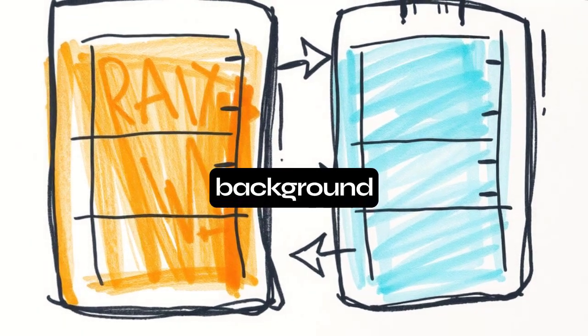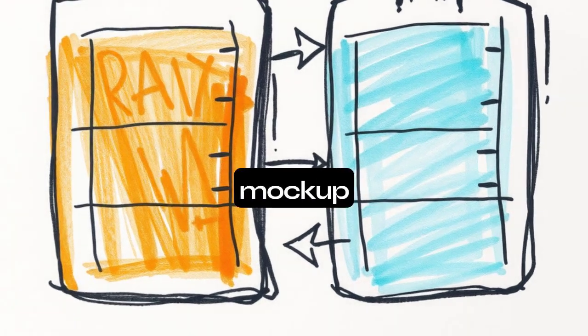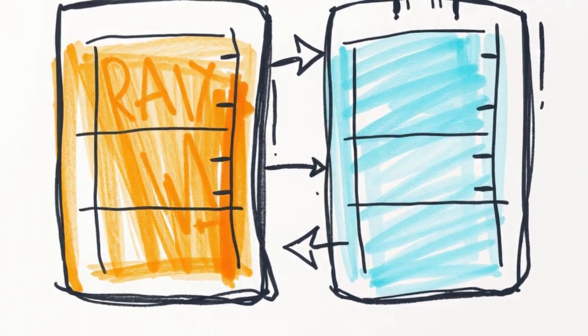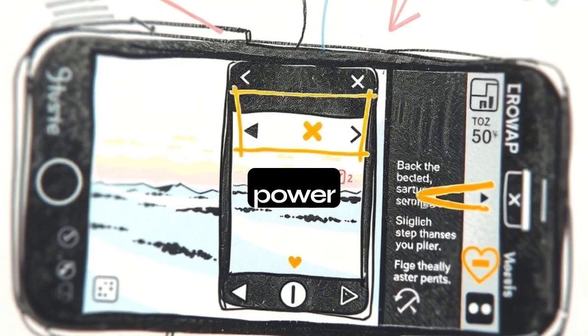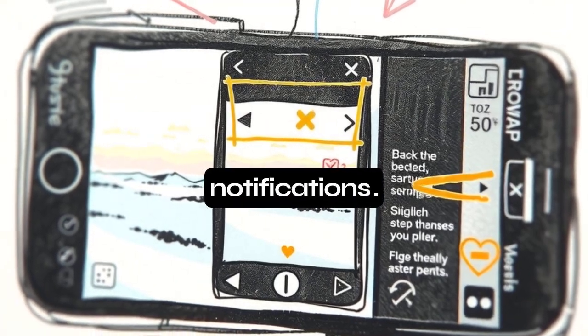Mockup: with background app refresh on, the battery shows 88%. After turning it off, the mockup shows 95%. Other savings: enable low power mode, limit location access, and reduce unnecessary notifications.